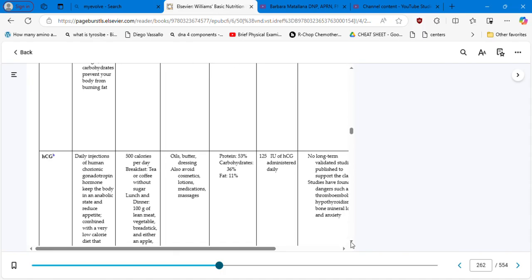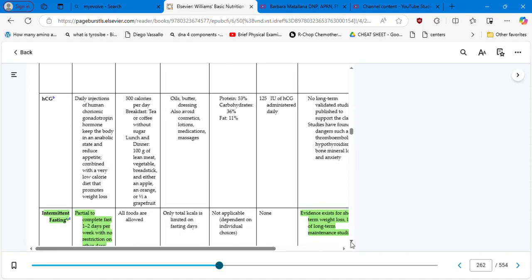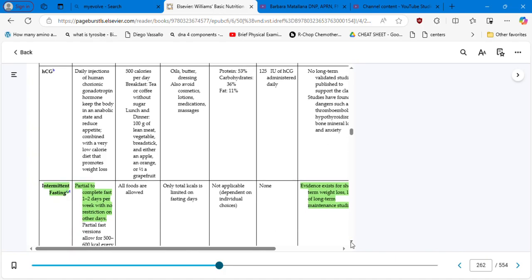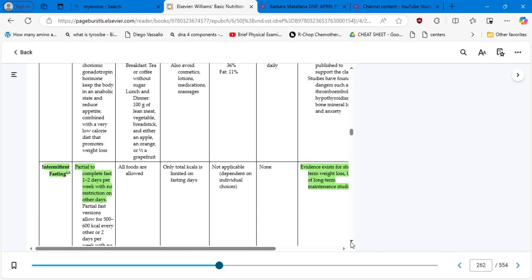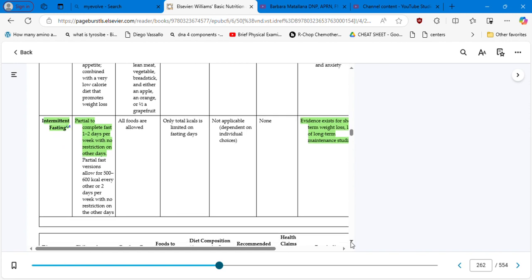Cardio issues. Then you have another diet which is called the HCG. It's daily injections of human chorionic gonadotropin hormone to keep the body in an anabolic state. Then you have the intermittent fasting, very popular, partial to complete fast 1 to 2 days per week.